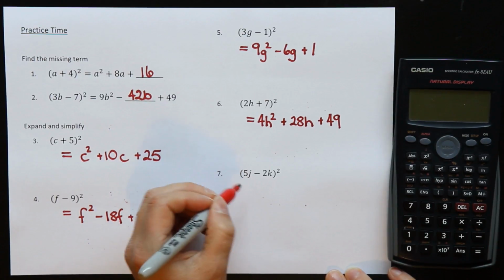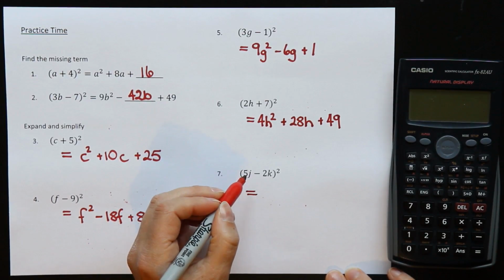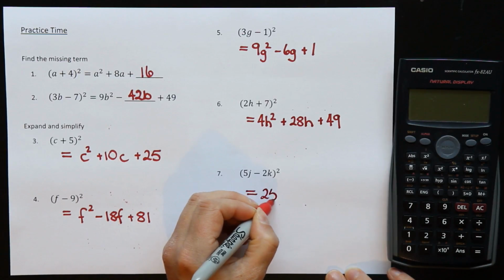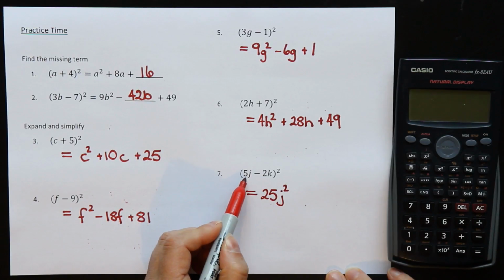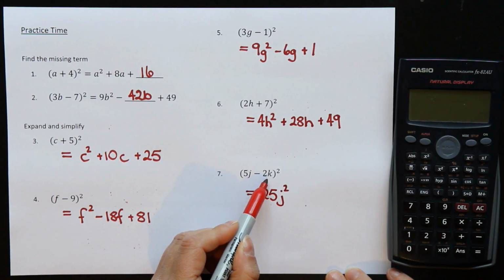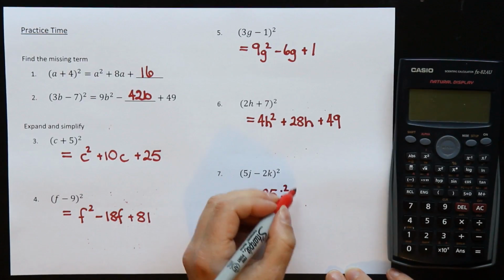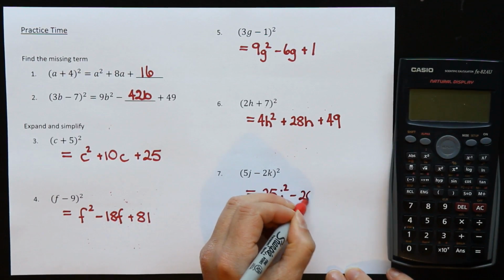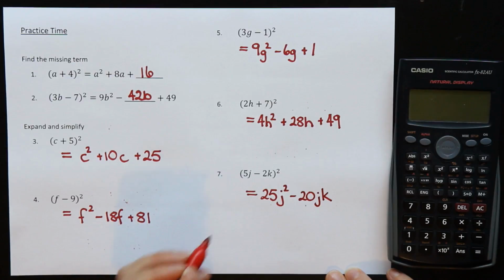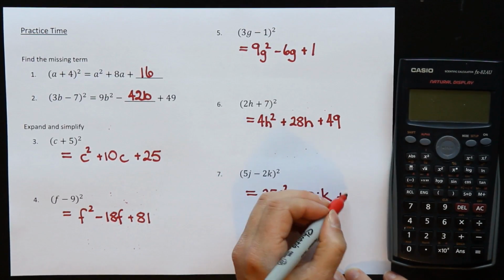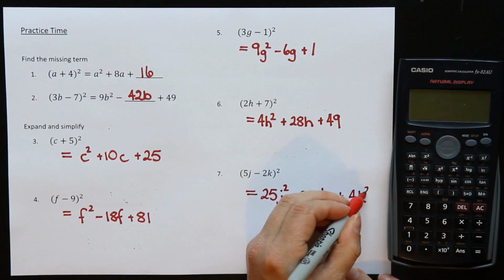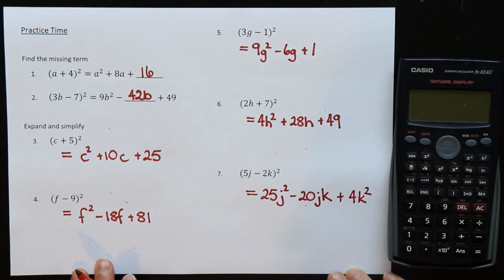Question 7, last question. 5j times 5j is 25j squared. Times them both together. 5 times 2 is minus 10jk, and then we need to double that, which would be minus 20jk. And then minus 2k times minus 2k makes a positive 4k squared.